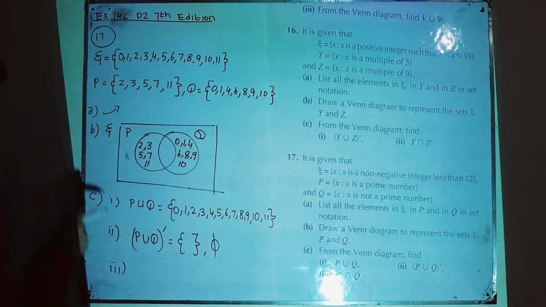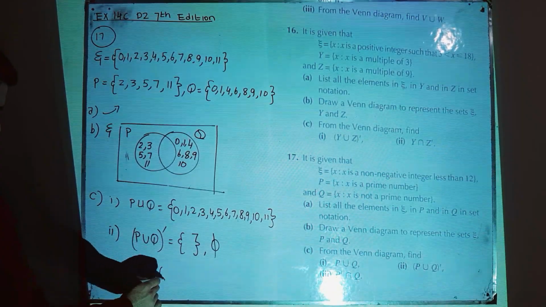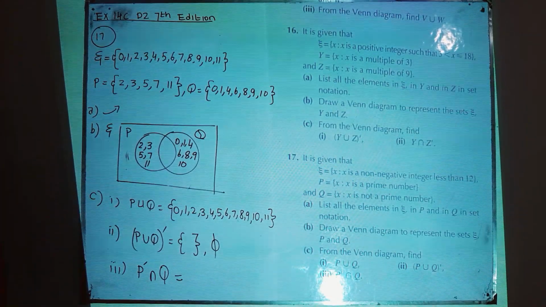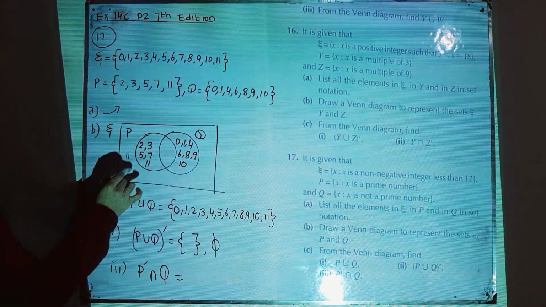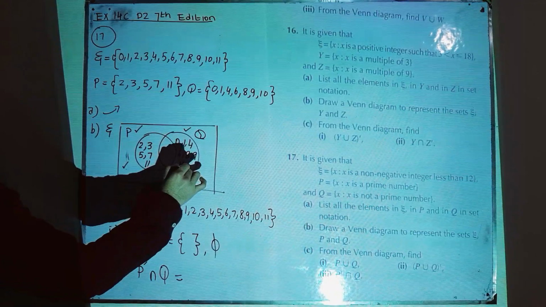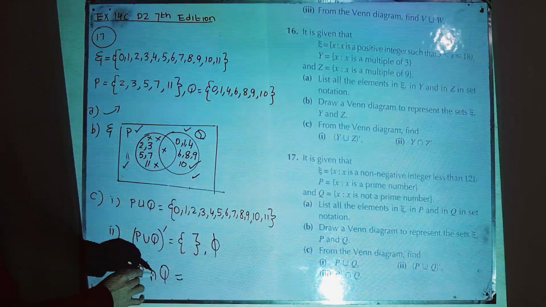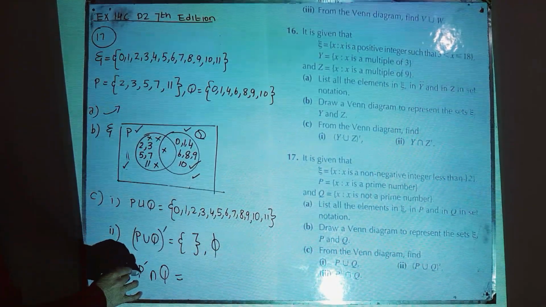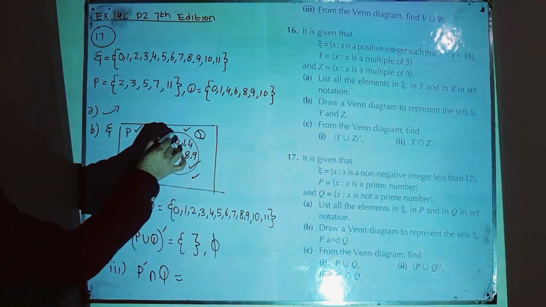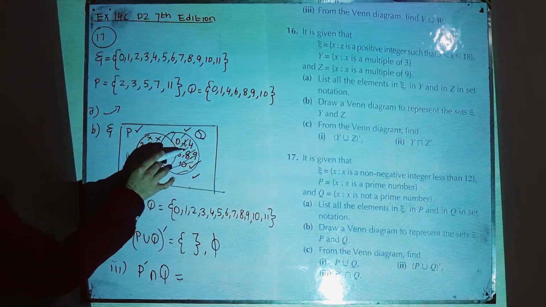And the next part of question number 17 is to find P complement intersection Q. First of all, understand that P complement is the region outside P, this one, not P. And we have to find the common part of P complement and Q. The common part of P complement and Q is this one.